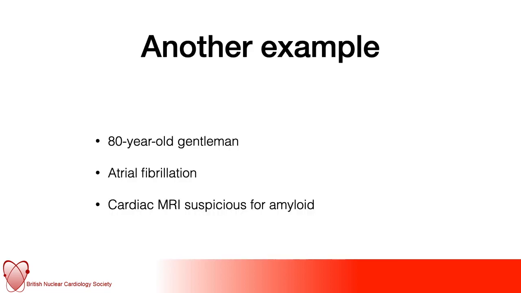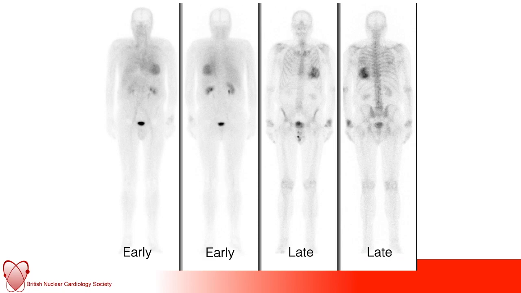So another example, this is an 80-year-old gentleman, known atrial fibrillation. He's got a cardiac MRI that's suspicious for cardiac amyloid, which is not an uncommon source of referrals, and they're asking for a DPD scan to look at this in further detail. And again, early images on the left-hand side, you often see cardiac uptake on early images. That's really blood pool rather than genuine myocardial uptake. But if you look at the late images here on the right-hand side, the anterior and posterior images, you can clearly see there is cardiac uptake.